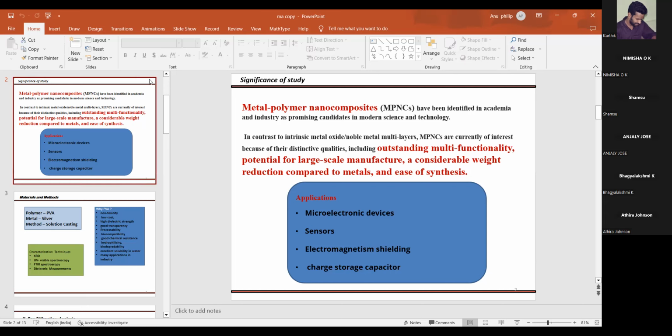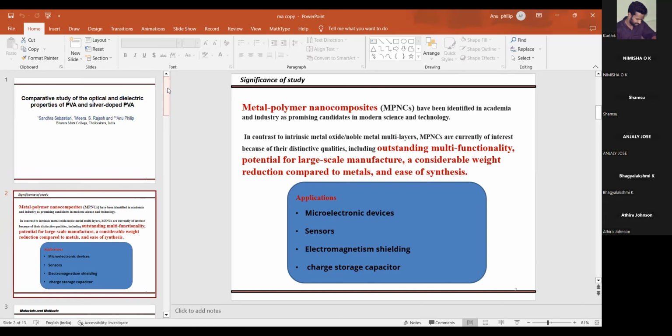Then if you use only silver nitrate, it produces Ag plus. No, silver nitrate and PVA, PVA acts as a reducing agent in this case. PVA acts as a reducing agent in this process also. So it acts as a polymer matrix and it also acts as a reducing agent.